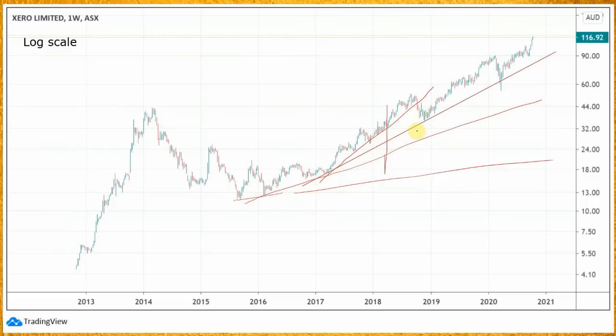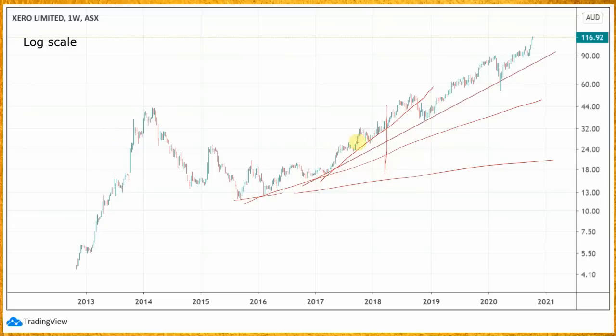So although looking at these lines is useful on the log scale, price has to have moved by a reasonable amount and touched that line enough times to actually be able to draw that line with any kind of confidence. And so that was my reasoning for trying to map out those curves that we talked about before.